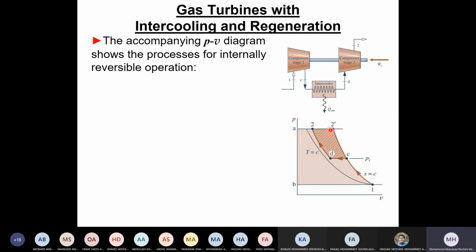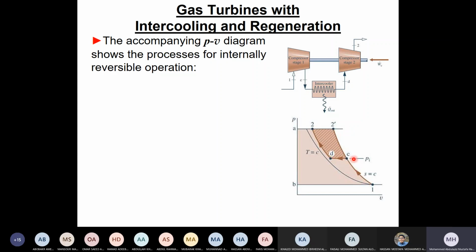So now we have from 1 to 2 prime. If this goes in one compression step, then what we do in intercooling is this. At this stage here, which is C, we take it out of the compressor and we cool it. Cool it means that we take heat out of it, but at constant pressure. So it's a constant pressure process, but it's cooled. Therefore, it goes to this point here, D. It is at a cooled temperature, and then we compress again. So this is a compression from D to 2. This is in the second compressor. From 1 to C, this is the first compressor.